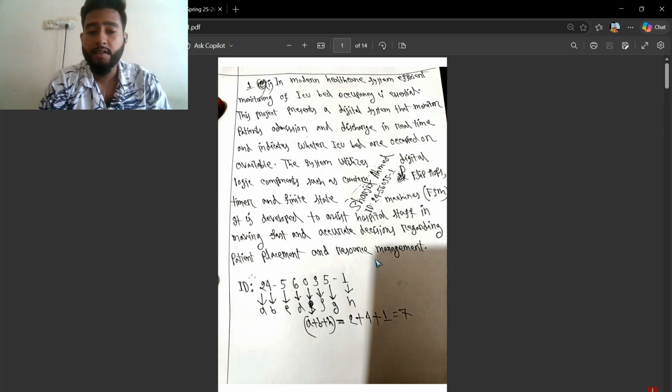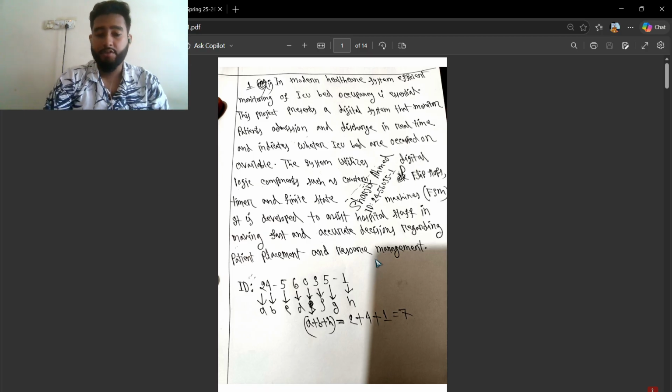The system utilizes digital logic components such as counters, D flip-flops, timer, and finite state machine. We're using D flip-flop here, and it is developed to assist hospital staff in making fast and accurate decisions regarding patient placement and resource management. So this is my ID.